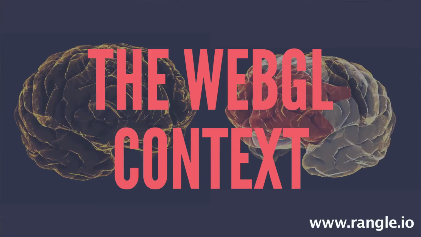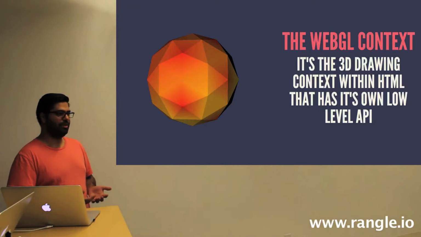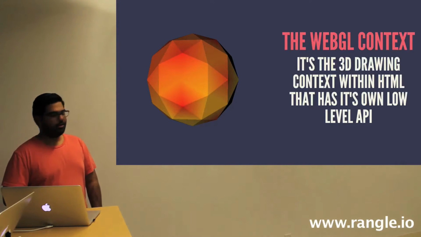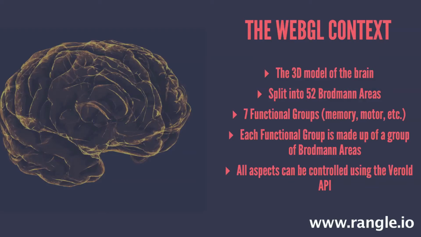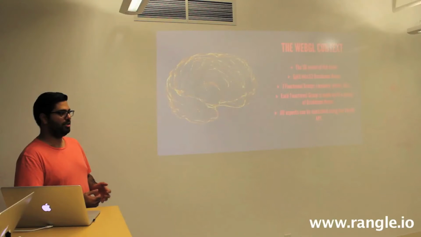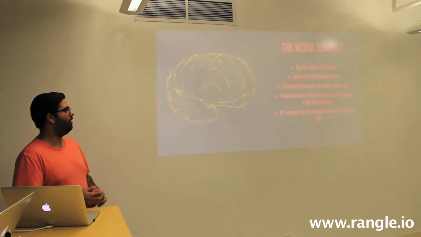So what is the WebGL context? It's basically a canvas in the browser that has a low-level 3D drawing API you can talk to. You can build shapes, starting with squares and circles and going up to 3D models. In our case, the WebGL context consisted of a 3D model of a brain. So this part was set up in Wrangle. We imported a 3D model that was just raw, added material to it, textures, shaders, set up lighting, set up the camera angles, and then imported it into our app.